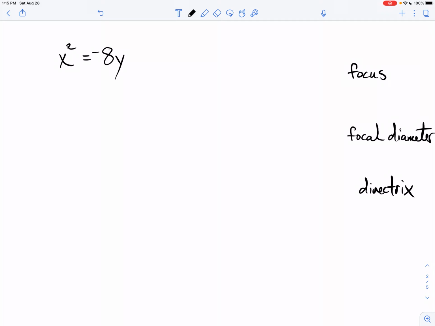So the focus is going to be a point. So I'm going to know that when I get there, I'm going to have some point. The focal diameter is always going to be so many units. So I'm going to fill in this blank when I get to it. And then the directrix is always the name of a line. Now in the last problem, my directrix was a vertical line, but I'm going to tell you, in this one, my directrix is going to be a horizontal line.